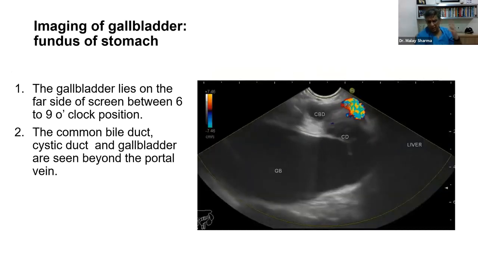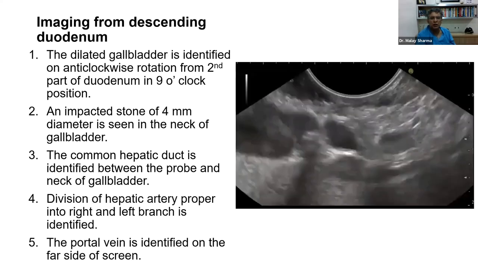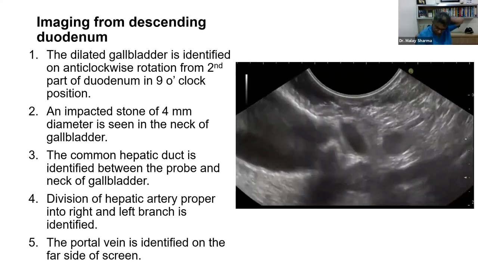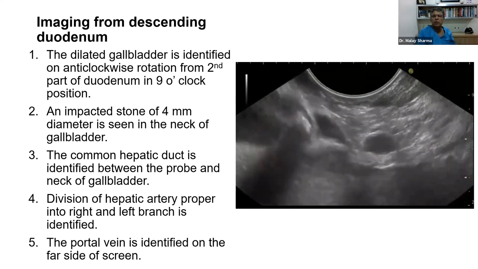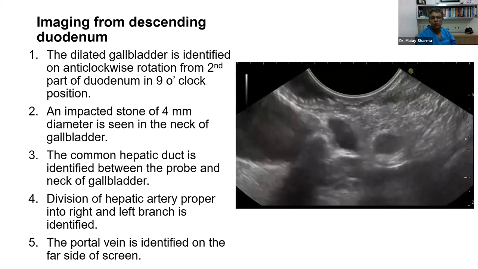For example, I will show a few videos of how you do imaging. The gallbladder lies, when you see from stomach, at 6 o'clock position. And when you see it from the duodenal bulb, you will find the gallbladder roughly at 3 o'clock position. And when you see the gallbladder from the descending duodenum by rotating anti-clockwise and moving all the knob up, you will find it at 9 o'clock position.